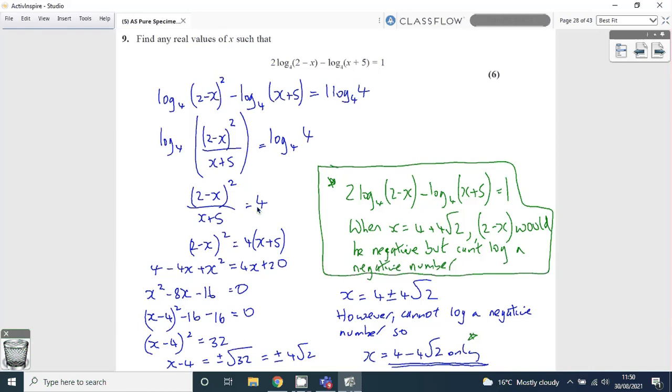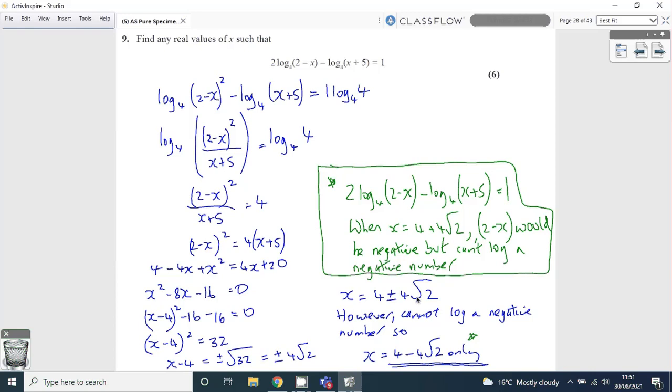and then we've just solved that quadratic. So we've multiplied by x plus 5, we've expanded the bracket 2 minus x all squared, and then we've simplified it to being a quadratic equaling 0, and I've then completed the square to get my two solutions of 4 plus or minus 4 root 2.